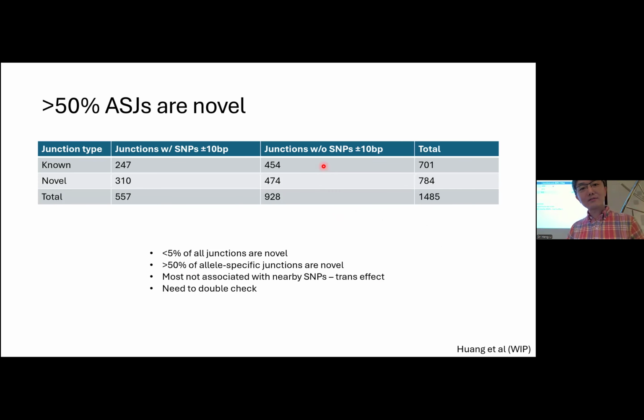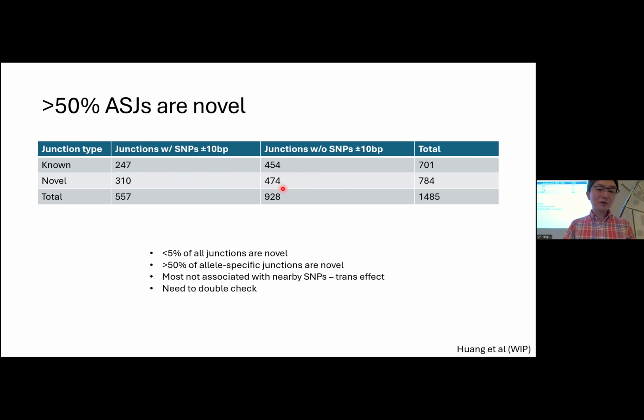One interesting part about that is that we know the human annotation is very complete. We know that almost all human splicing is known, and below 5% of the junctions are novel. But if you look at this ASJ, allele-specific junction events, actually more than half are novel junctions. And the GTEx method can only detect annotated junctions. But our method finds more things that are not annotated. These will all be missed by the GTEx.